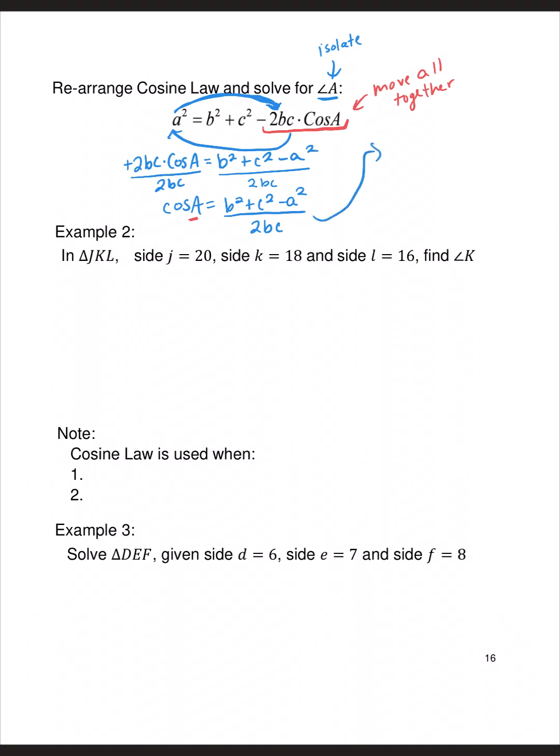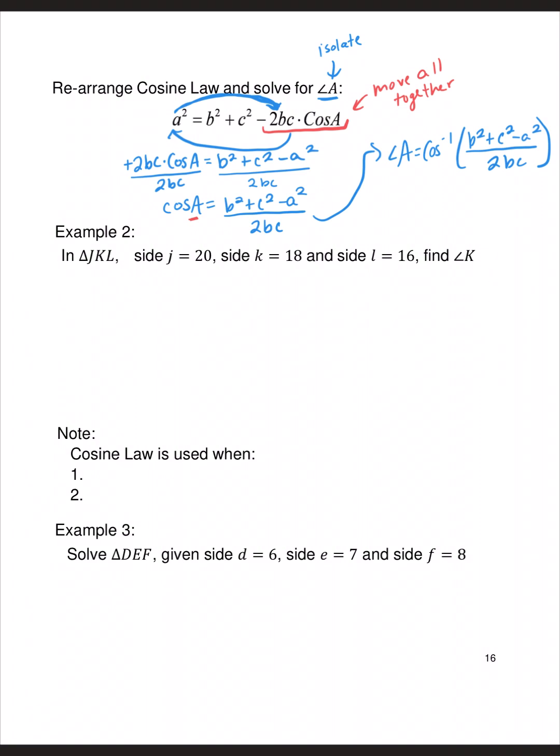I'm just going to come up here. So then we'll have the angle A equals the cos inverse of b squared plus c squared minus a squared all over 2bc. Okay, and now we have a formula we can use when we're trying to find an angle.